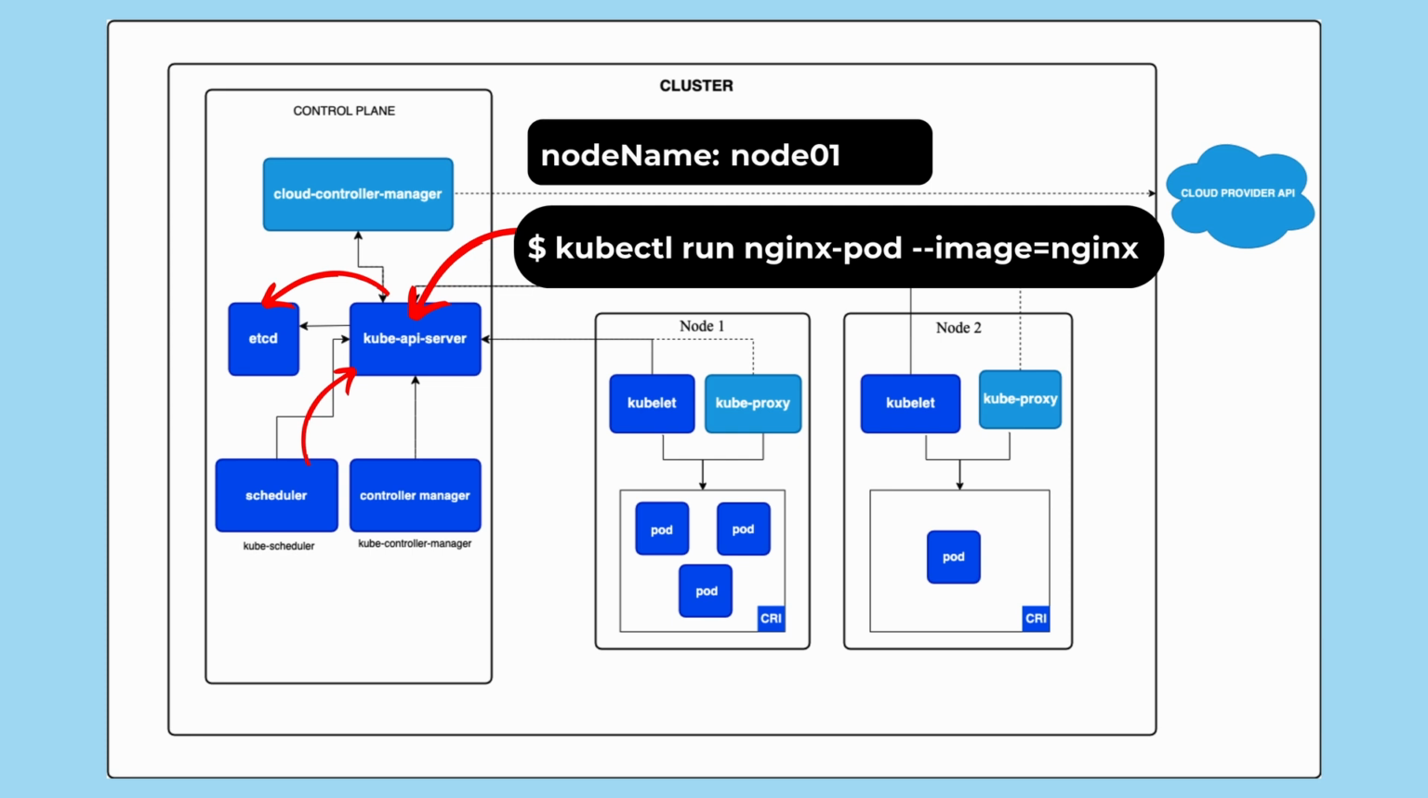Kubelet from node 01, remember we assigned node 01 to it. So Kubelet from this node, which keeps on checking with Kube API server if it has any pod assigned to its node, sees that a new pod manifest is present which needs to be run. Now Kubelet asks CRI to start the container. Once it's running, Kubelet reports this pod status back to Kube API server, which updates the cluster state in etcd.